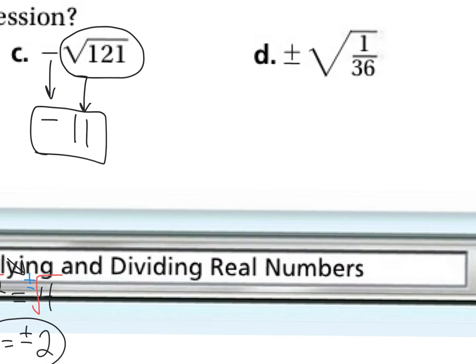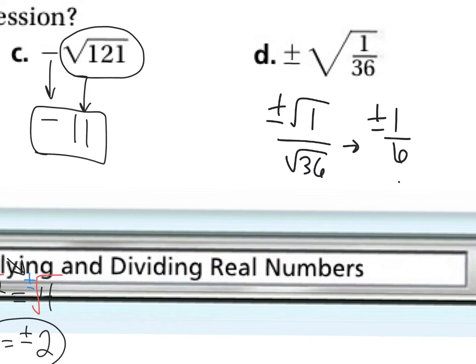And then part D, you can split that up if you want. And so that would be plus or minus 1/6, which means either 1/6 or negative 1/6.